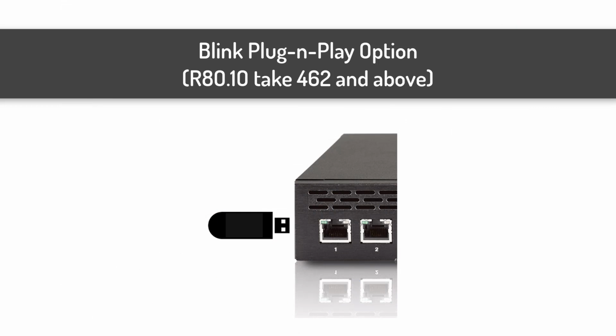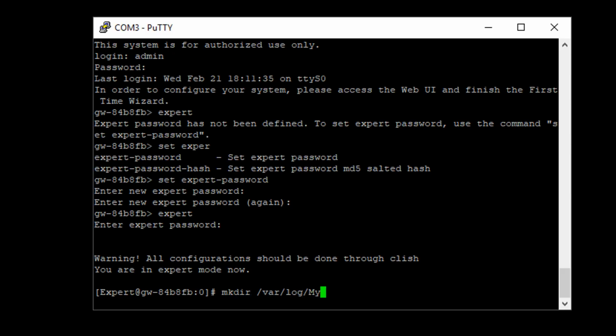2 files are required, the utility and the image. All of the files are delivered in TGZ format. Blink is designed to run unattended. The ultimate unattended installation is to plug a USB flash drive into a new appliance that already has R80.10 and take 462 or above. If the Blink image and updates package are on the drive, and the first time wizard hasn't been run yet, then Blink launches automatically in a plug-and-play fashion.